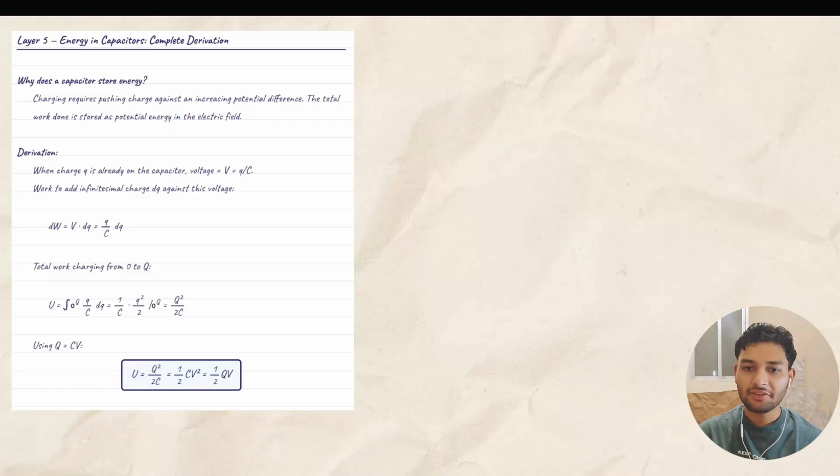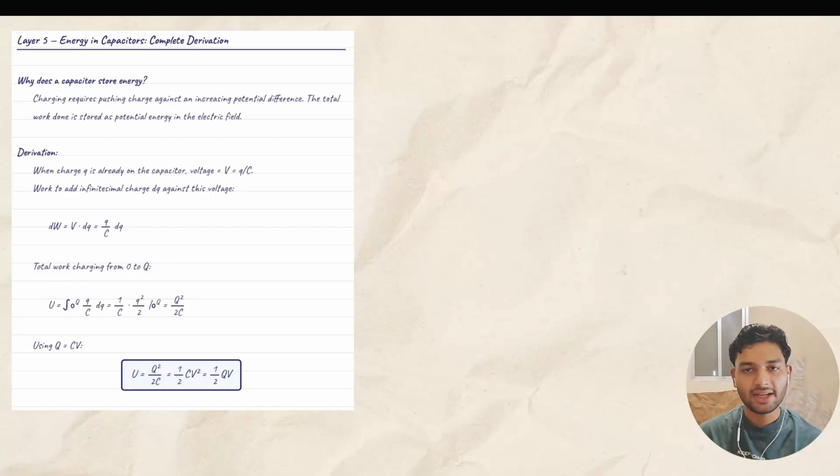So derivation: when charge Q is already on the capacitor, voltage V equals Q by C. So work to add an infinitesimal charge dq against this voltage: dW equals V dq, that is (q by C) dq. So simple work equation. The total work, changing charge from 0 to Q, so U equals the integral of q by C dq. So we have 1 by C times q square by 2, from 0 to Q, we have Q square by 2C. So using Q equals CV, we have U equals Q square by 2C, equals half CV square, equals half QV. Okay, so this is the basic energy in a capacitor.